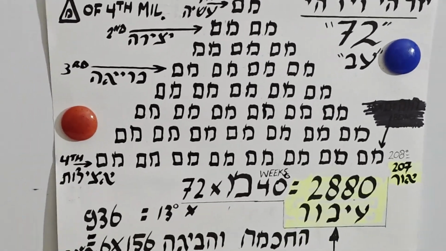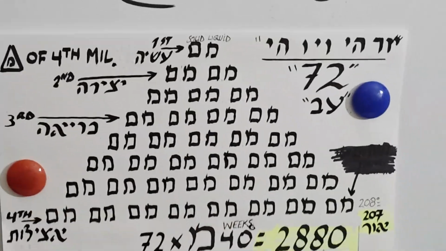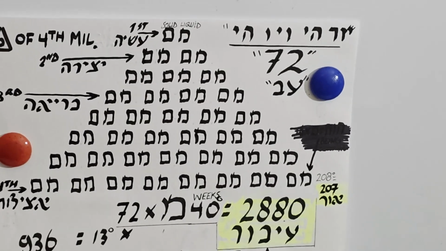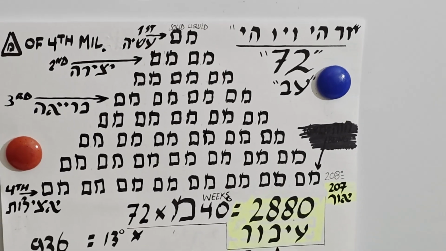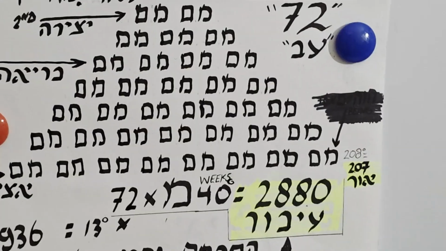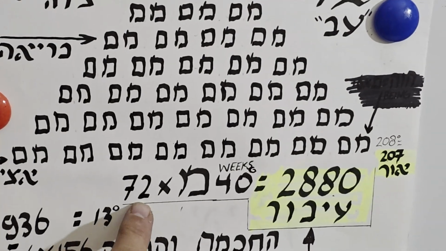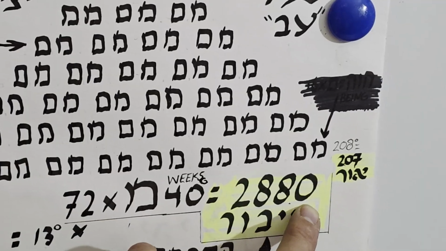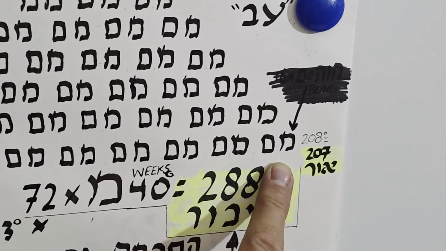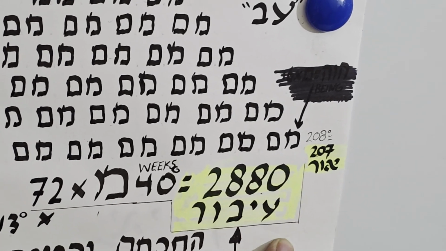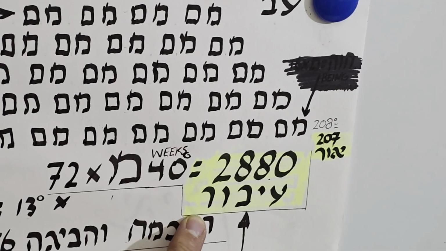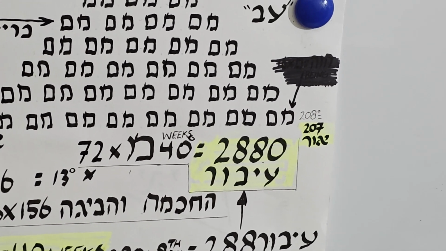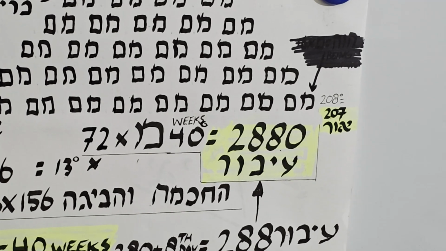The 72 name includes then that full structure of Abba Ve'ima creating instead of Ima alone. So that's why we also see that 72 times 40 is 2880, which is a 288, which is the word Ibur, pregnancy, the pregnancy. So everything leads to pregnancy, okay?